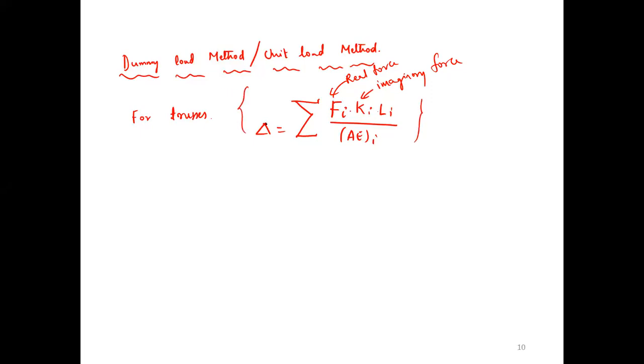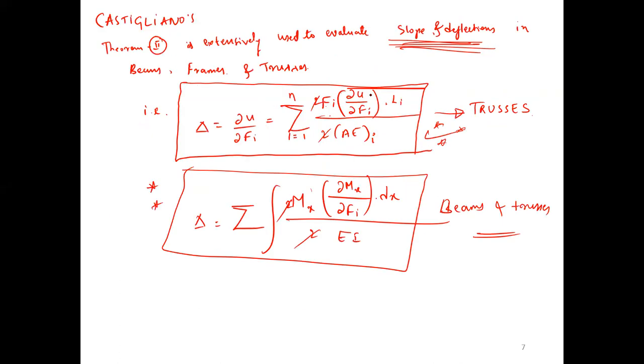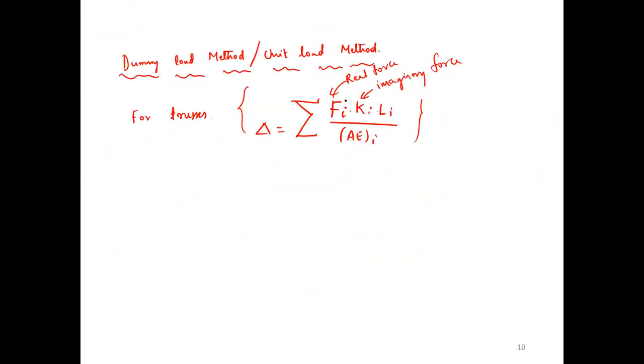If you just observe the previous equation, here what is there? Dou U by dou Fi. This is Castigliano. Instead of dou U by dou Fi, if you put Ki, what will it become? It will become the dummy load method. That's all. Instead of Ki dou U by dou Fi, if you put Fi square, it will become strain energy. So simple.